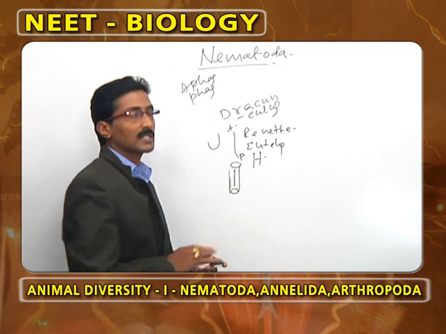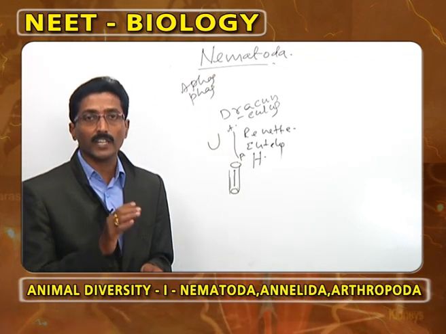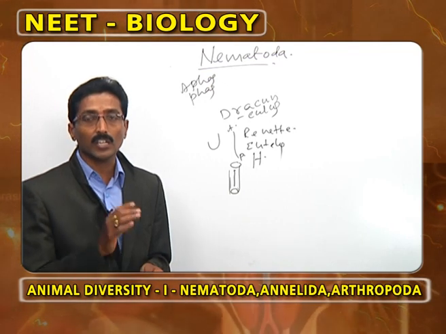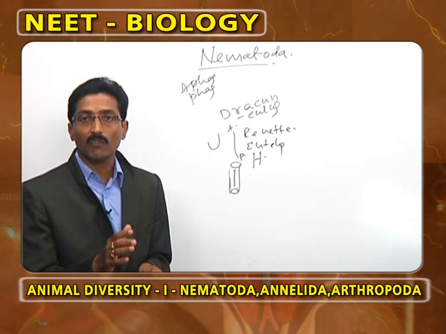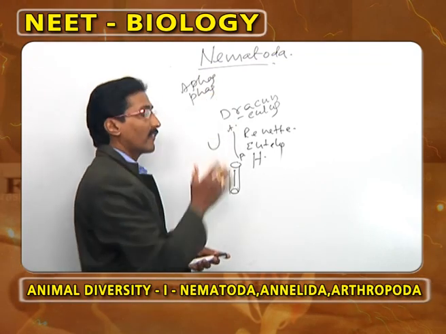What are the examples for the Phasmidia? One example is Ascaris. The second one is Wuchereria bancrofti. The third one is Ancylostoma. And the fourth one is Dracunculus, etc. All these come under the Phasmidia.